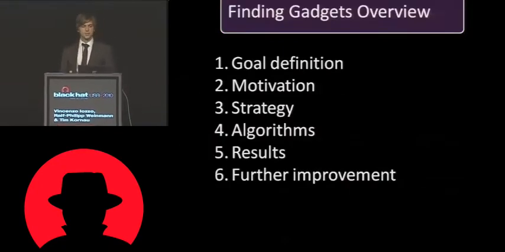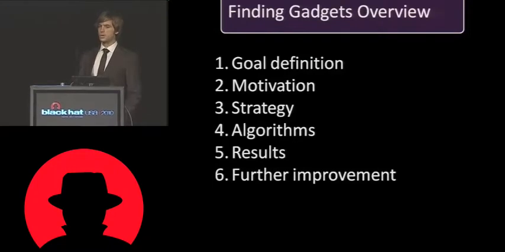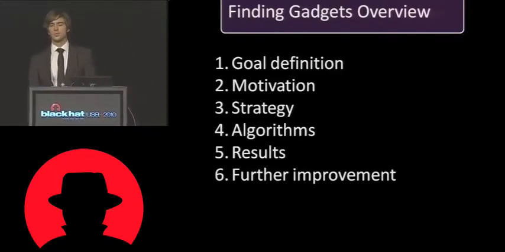Yeah, hello everyone. I'm going to go over the part where we're actually going to talk about finding the gadgets in executables that are linked to the binary which we want to exploit. And we want to do this in an automated fashion. So the first thing I'm going to talk about is that we need a goal definition of what we actually want to achieve with this automatic gadget finding.